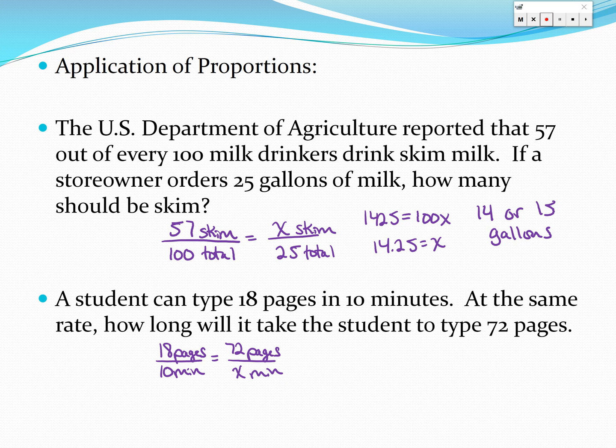I like to label. I don't want you to fall into the trap of just always assuming your variable is going to end up in the numerator somewhere. It might not. This one, we actually have the variable down in the denominator, and it will work out just fine for us. We do a little cross multiply to solve. We get 720 equals 18x. Divide by 18.